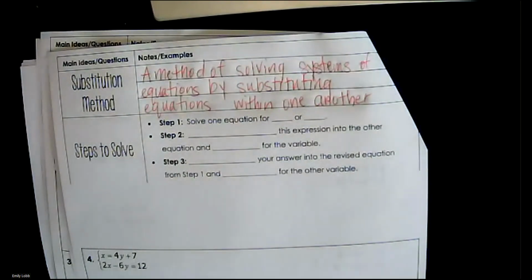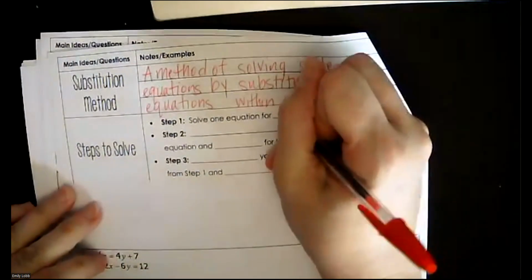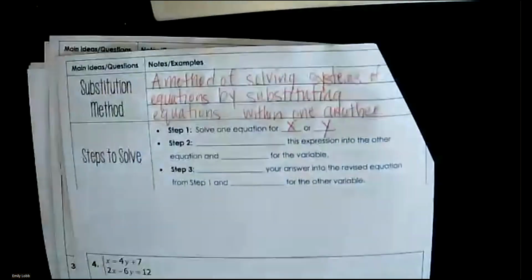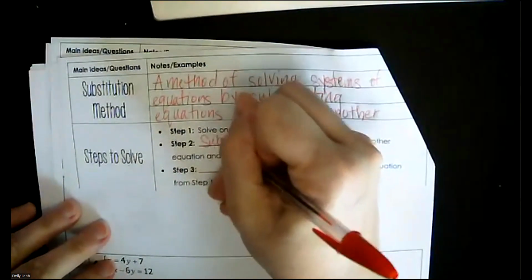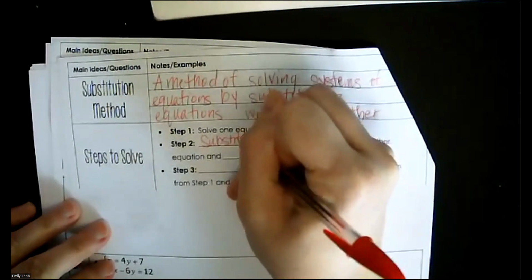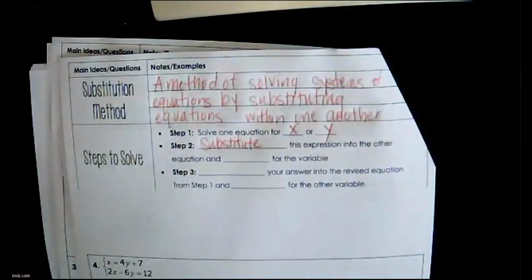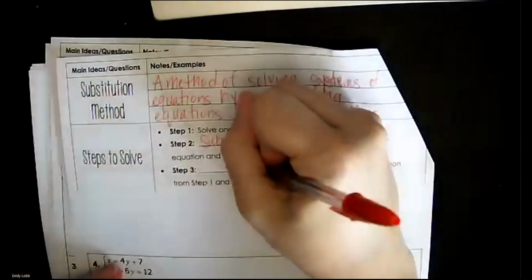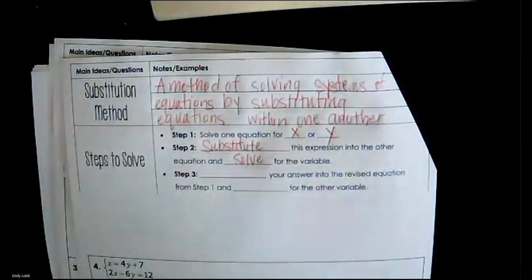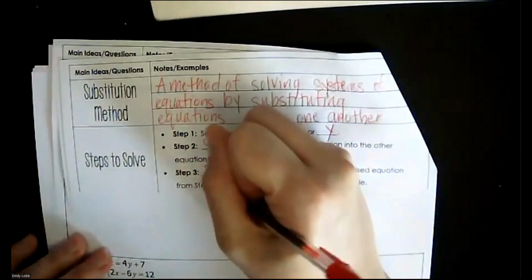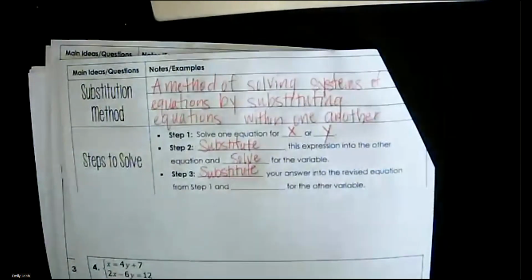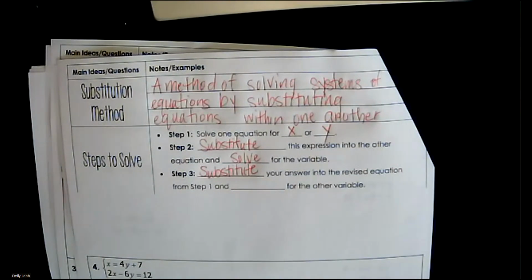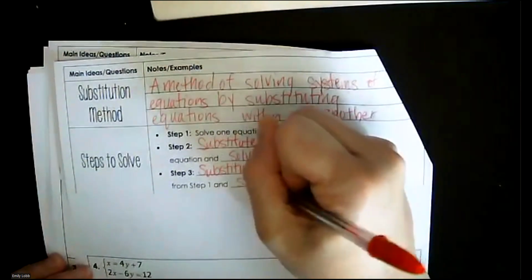We're still practicing that. Remember, we're going to solve one equation for x or y. It looks like a lot of these are solved for x already for you. And then we're going to substitute this expression into the other equation and solve for the variable. Then, of course, we're going to take what that answer was and substitute it into the revised equation from step 1 and solve for the other variable.